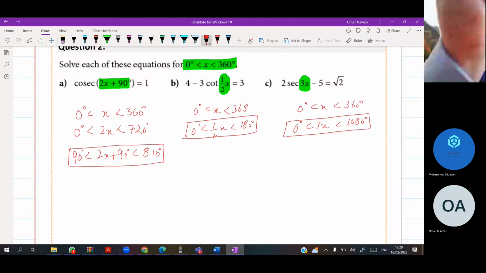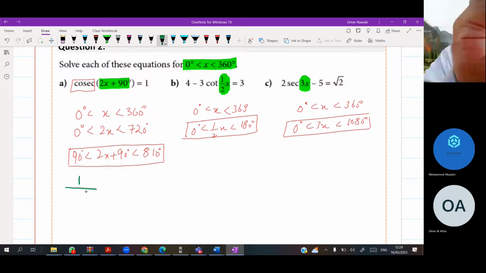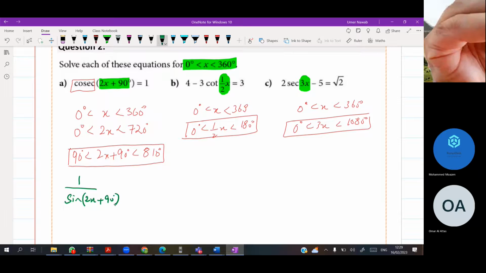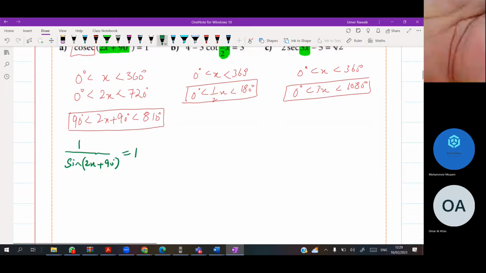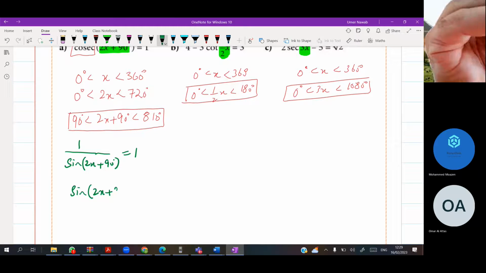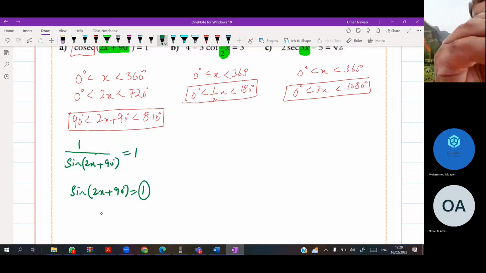Then the process is the same. You remember what is written here: cosecant. I'm going to reciprocate it, so this will become sine of 2x plus 90 is equal to 1. Then I will take the reciprocal again, so sine of 2x plus 90 is equal to 1. And sine is 1 at 90 degrees and 270 degrees.